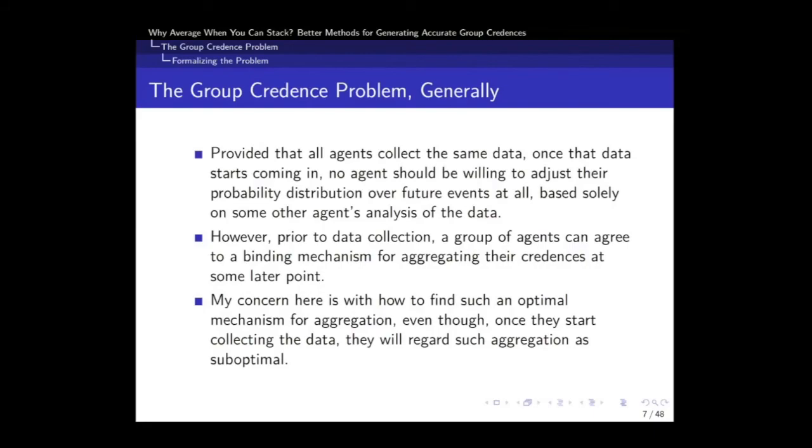However, prior to data collection, a group of agents can still agree to a binding mechanism for aggregating their credences at some later point, right? So this is like Ulysses and the Sirens and other cases that emerge in dynamic decision theory and dynamic belief. You can say, look, I know in the future that we might all find this aggregation method suboptimal. But before we collect any data, let's commit ourselves now to some procedure for aggregating our credences at some future date. And let's see if there are ways that we can define that procedure in a principled way that's going to get us maximally close to the truth. My concern here is with how to find such an optimal mechanism for this kind of aggregation, even though once agents start collecting the data, they'll regard the aggregation as suboptimal at that future point. So this is how I'm conceiving of the group credence problem, as this kind of ex ante methodology for aggregating our credences at some future date.